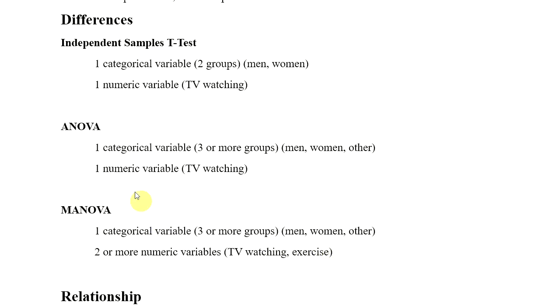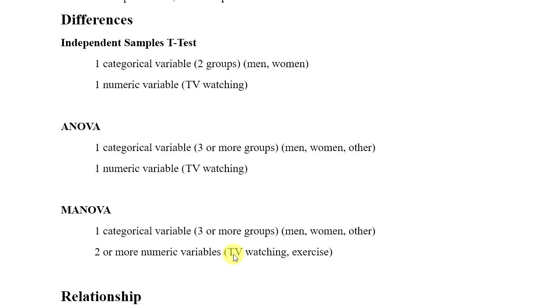So the main difference between ANOVA and MANOVA is you still have the same categorical variable, but you have two or more numeric variables, where here you just have one numeric variable. So with the MANOVA, you are still looking for the difference between these three groups. It's just you're looking for the difference between these three groups for both numeric variables.